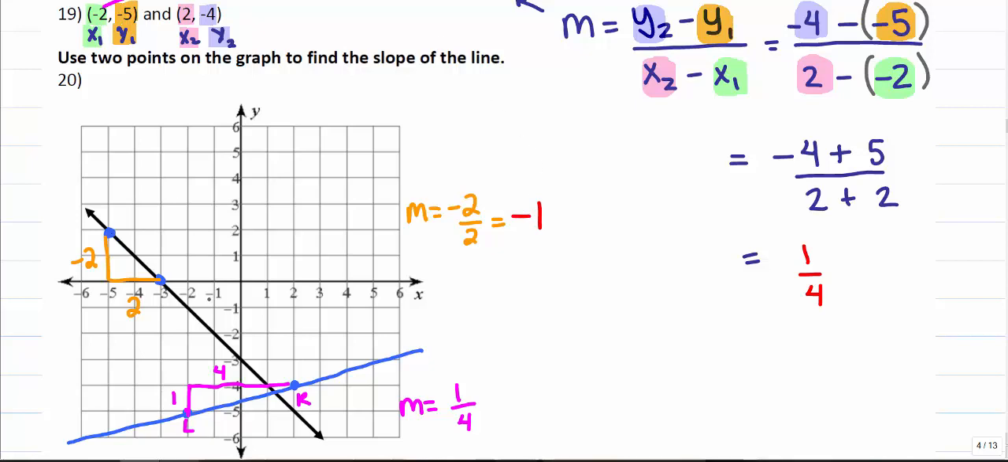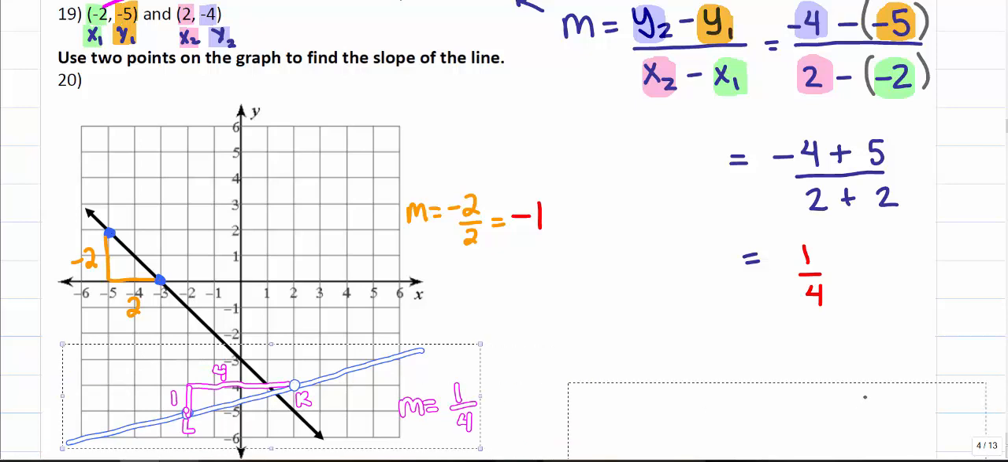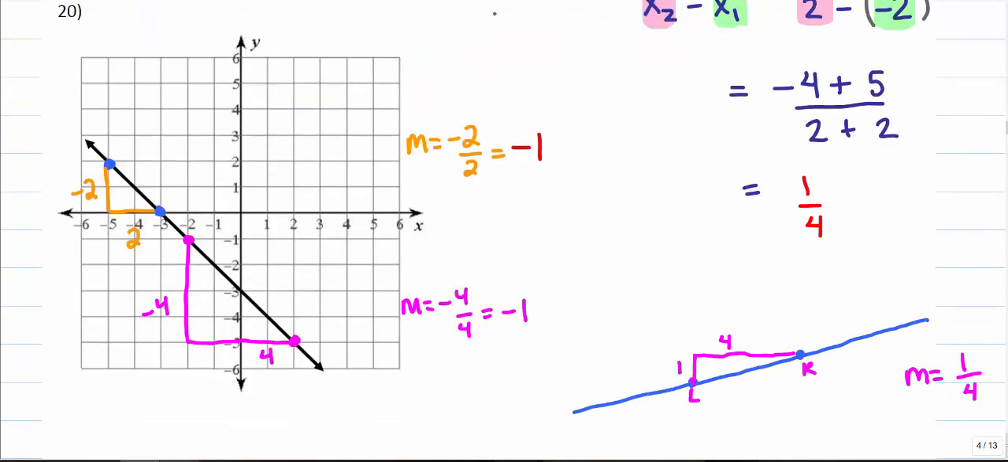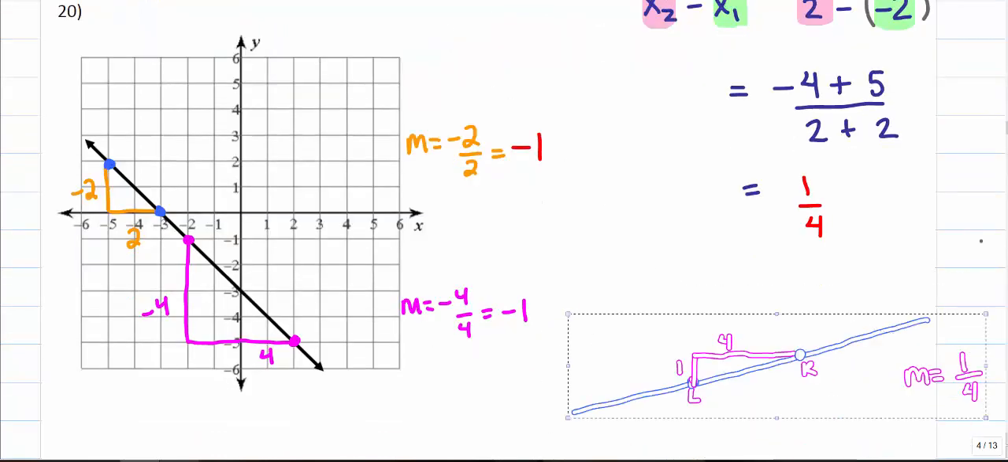Now the cool thing about slope is you could have picked anything you wanted. So let me take this off here for a second. You could have picked these 2 points. You would have gone down from left to right, 1, 2, 3, 4 blocks down, and then 1, 2, 3, 4 blocks over. But -4 divided by 4 is still -1. So you could have done a variety of ways. You just want to pick those nice points.